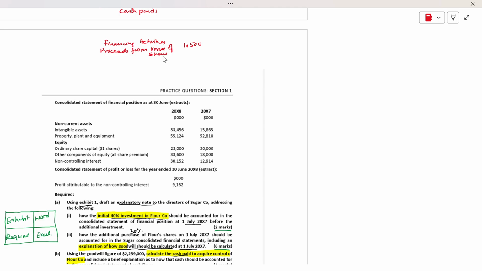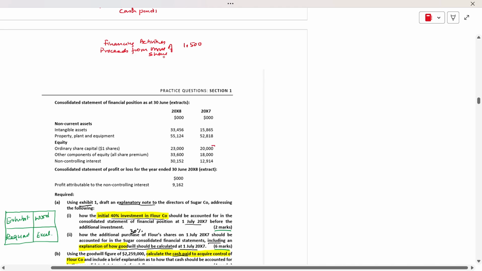Can we get anything from here? Opening equity is how much? Their opening is 20,000. No, 20 plus 18, that is 38. How much is the closing? 56.